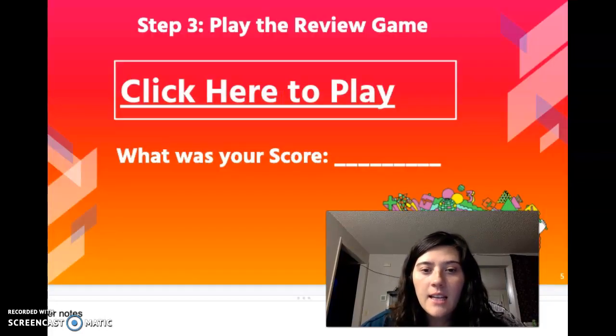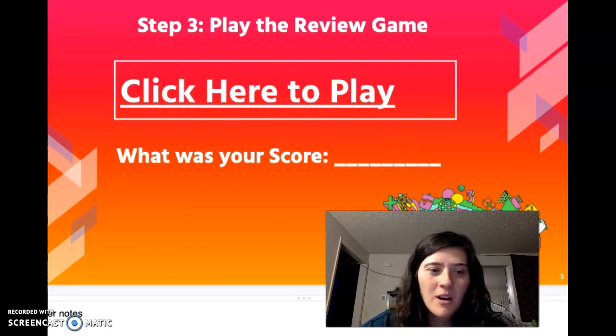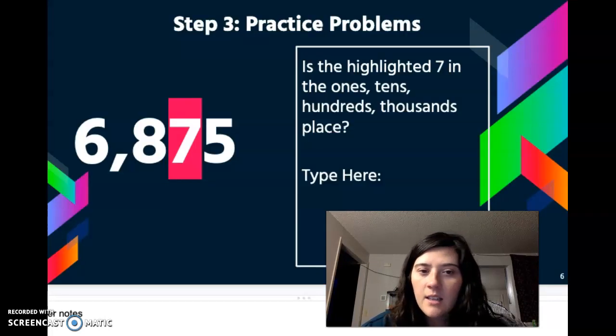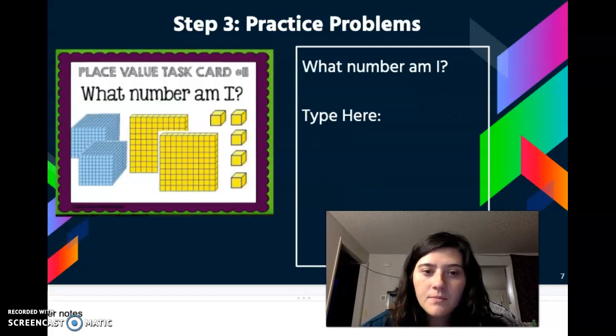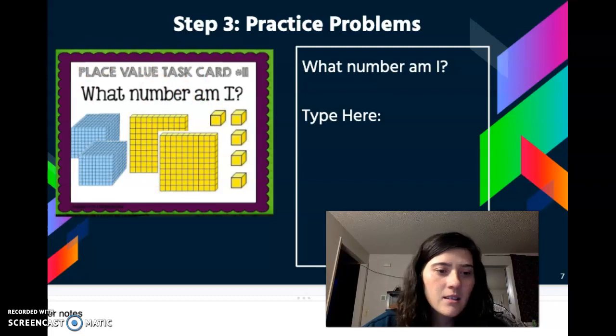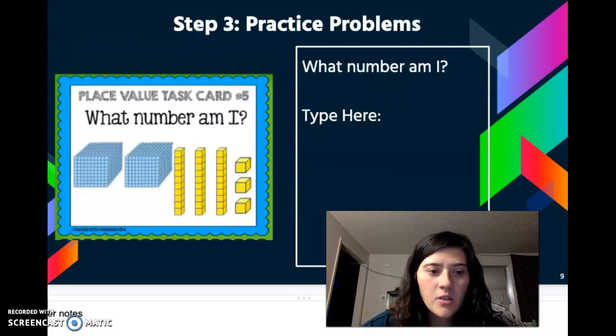On the next slide, there is a fun game. If you click here, you can click to play the game. Once you're done playing the game, please write your score, how many you got correct. Same thing here. You're just doing the place value of the highlighted number. You're going to do the place value task card. What number is this? The big blocks is thousands. And that's the same thing. You're just going to work through.